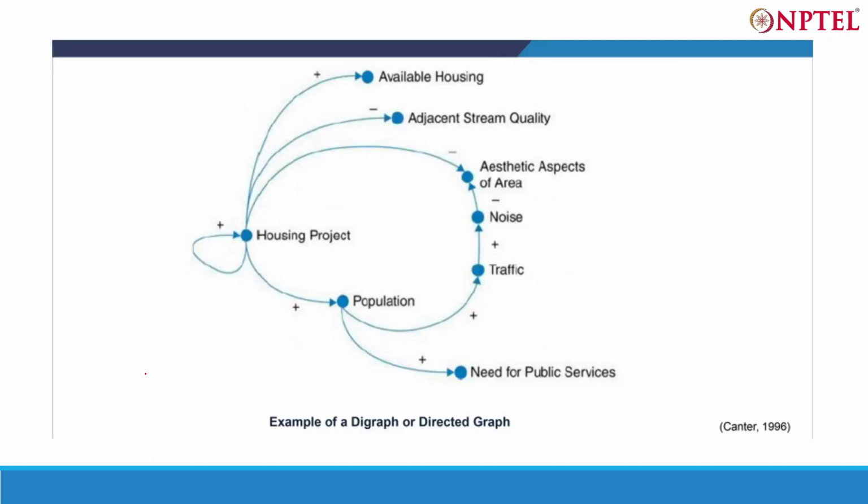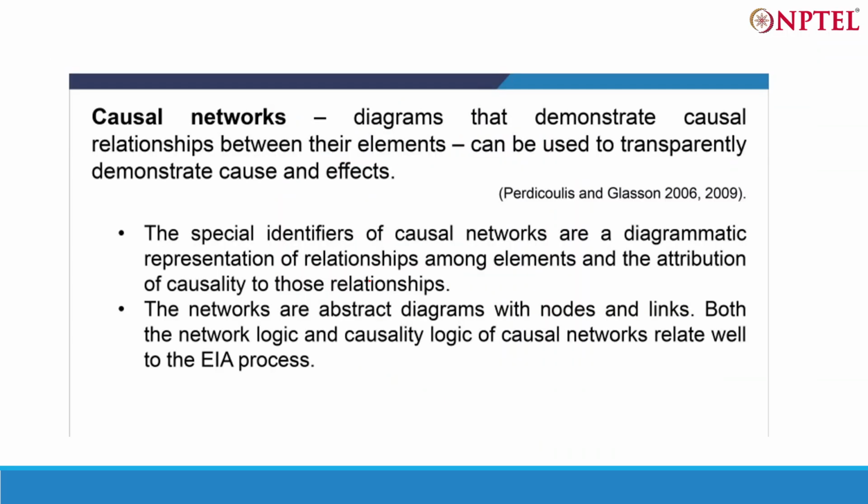Now I have put it here as a bigger diagram so you can see how the housing project actually goes. These are the negative impacts and these are the positive things which will be required. Causal networks are basically diagrams that demonstrate causal relationships between environmental elements. The relationship has to be causal, not a very complex relationship. It can be used to transparently demonstrate cause and effect.